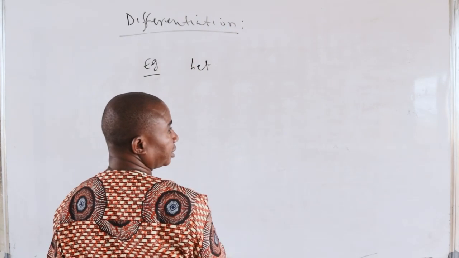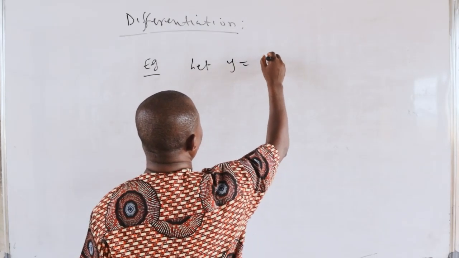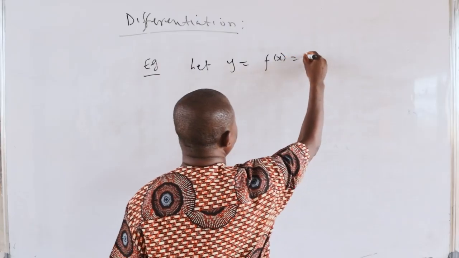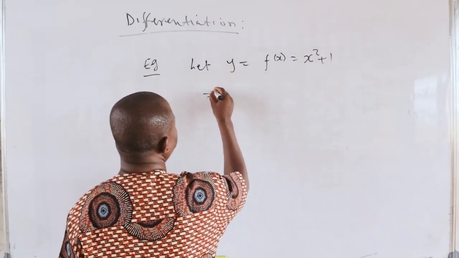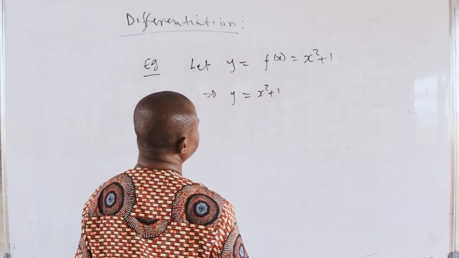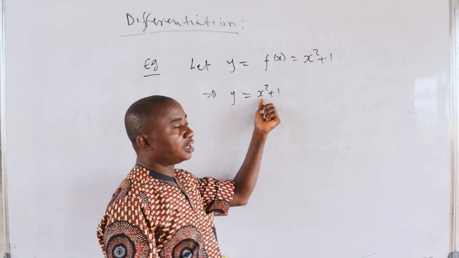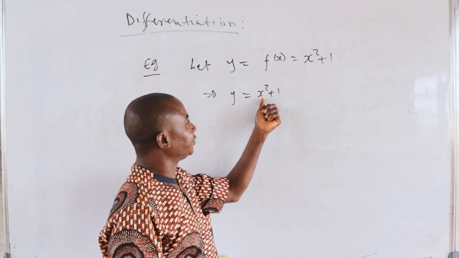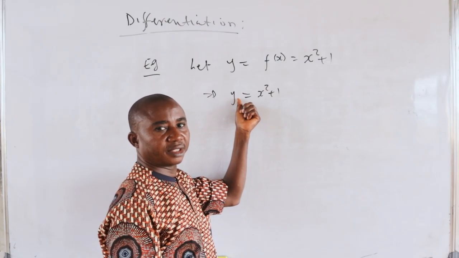We let y be f of x, which is x squared plus 1. Let's say simply that y is equal to x squared plus 1. If we add a small change in x, that will result in a small change in y.